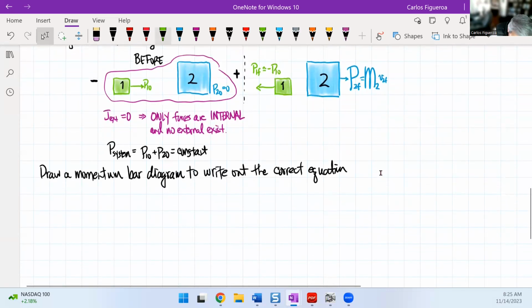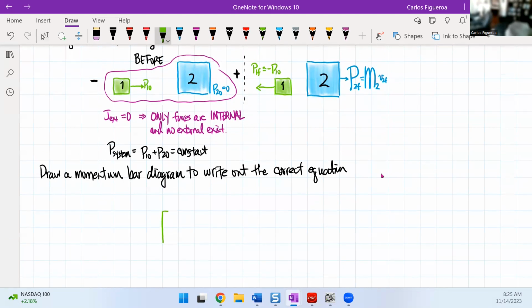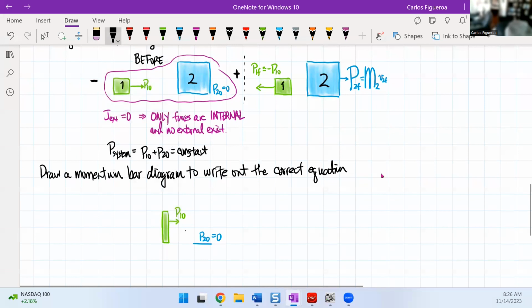So what do I expect? I expect that this is the momentum going to the right. It has that amount of momentum. The momentum of the block for 2 is initially at rest. So now this is going to be our constant line.